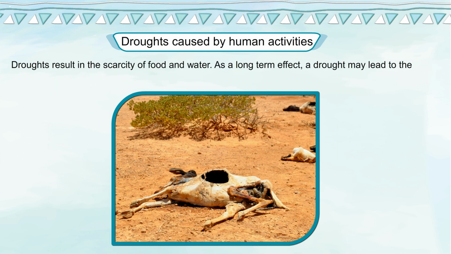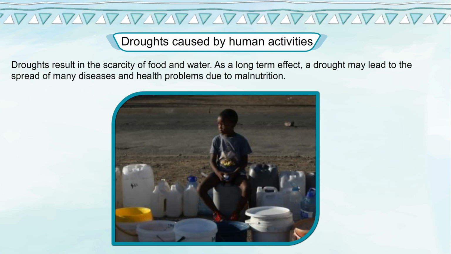Droughts result in the scarcity of food and water. As a long-term effect, a drought may lead to the spread of many diseases and health problems due to malnutrition.